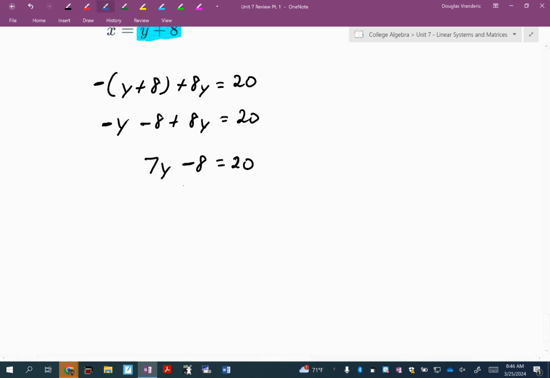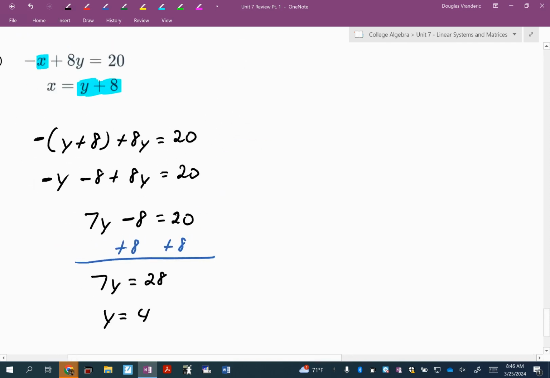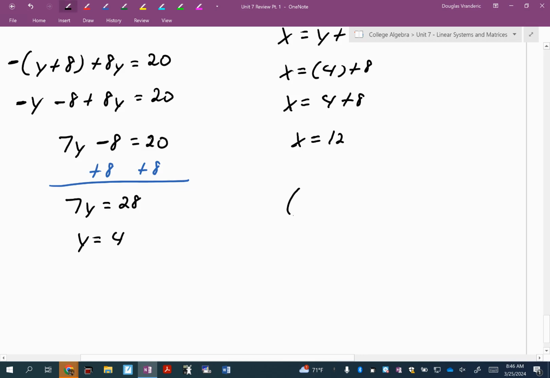Move the minus 8 over with addition, which gives us 7y equals 28. So y equals 4. I'm going to use the second one because the second one says x equals, and I know what y is already, so it should be faster to find the x. But if you chose the first equation, again, as long as your algebra is done right, it should not matter. x equals y plus 8, so x equals 4 plus 8. There's nothing distributing with that, so you can drop the parentheses and just write x equals 12. So my ordered pair is 12, comma 4.